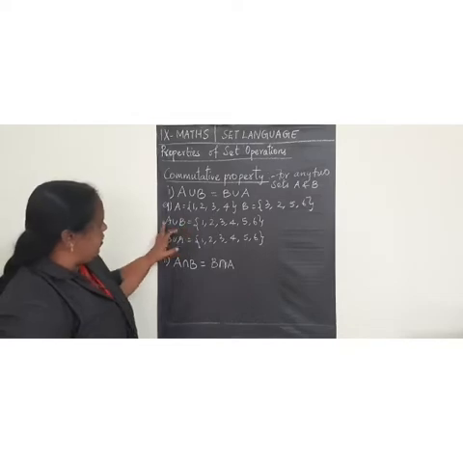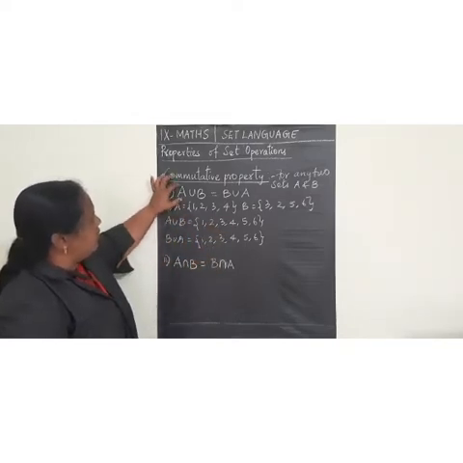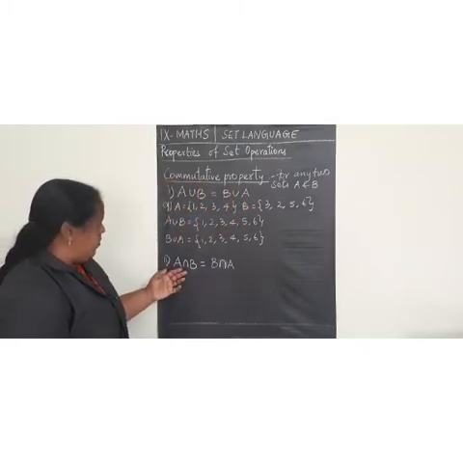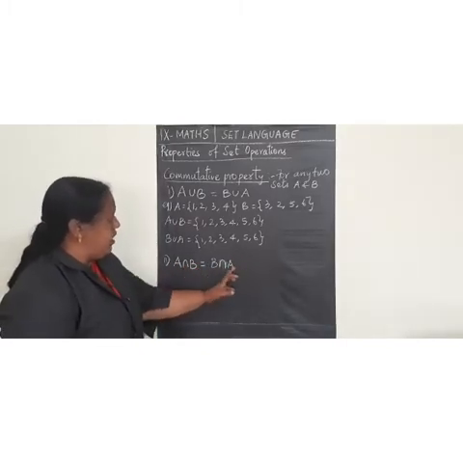Here we are getting both A union B and B union A with the same elements. So this is the commutative property of union of two sets. Next, the commutative property of intersection of two sets: A intersection B is equal to B intersection A.